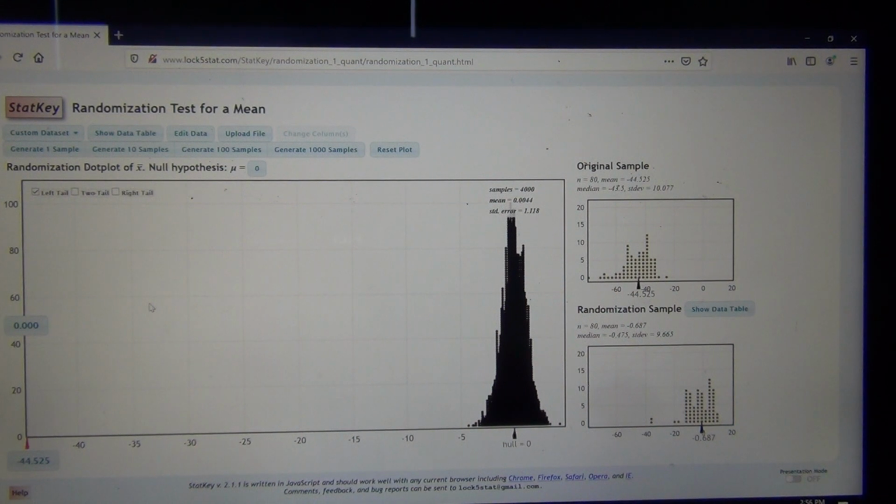All right. So that is our lesson for today on using StatCato and StatKey to calculate two population mean hypothesis tests.